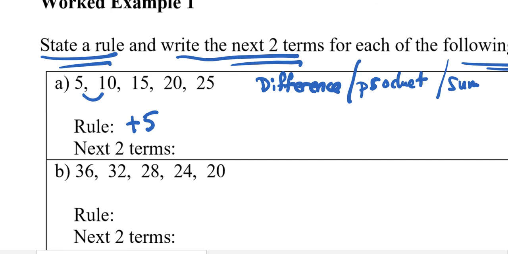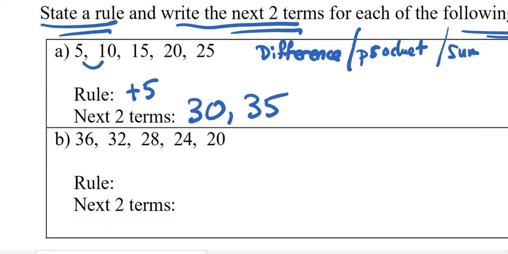So can you predict the next two numbers? 30. Very good. What's the next one? 35. Is this something you learned in primary school? Yes. Now let's try the next one. What about 36, 34, 32, 28? Oh, so we see this one is not plus 5 like before.